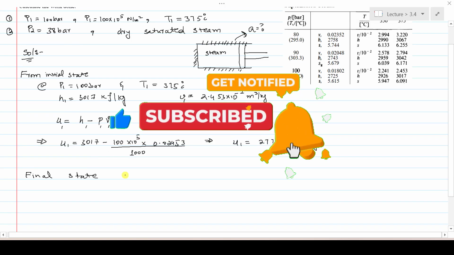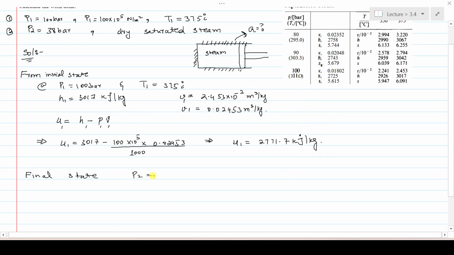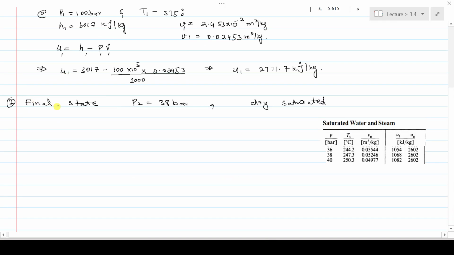Final state information: pressure P2 is 38 bar and the condition of the steam is dry saturated. You can check the value of internal energy at the final state with the help of this pressure and dry saturated condition from the saturated water steam table. At 38 bar the internal energy value is 2602 kilojoule per kg. So the internal energy of the final state, U2, is 2602 kilojoule per kg.